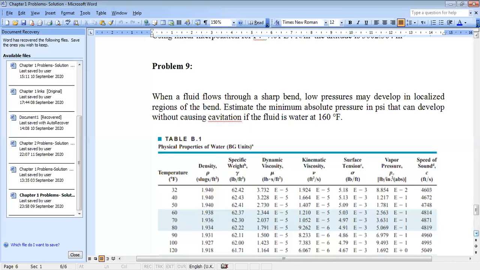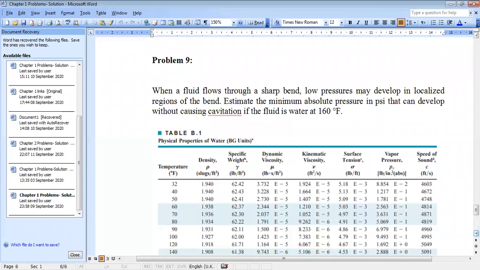Okay, the last problem, problem 9. When a fluid flows through a sharp bend, low pressures may develop in localized regions of the bend. Estimate the minimum absolute pressure in psi that can develop without causing cavitation if the fluid is water at 160 Fahrenheit.